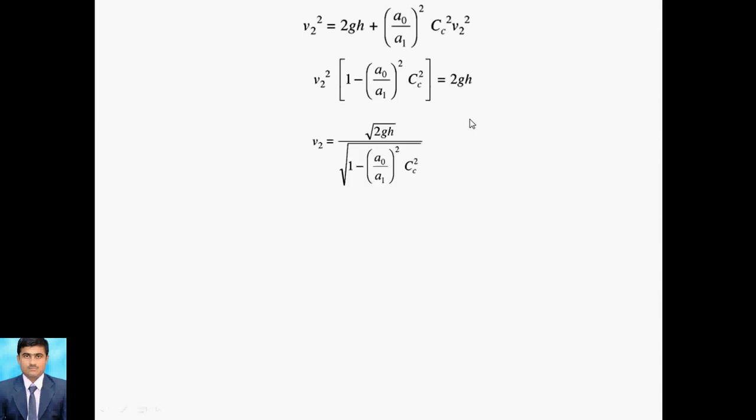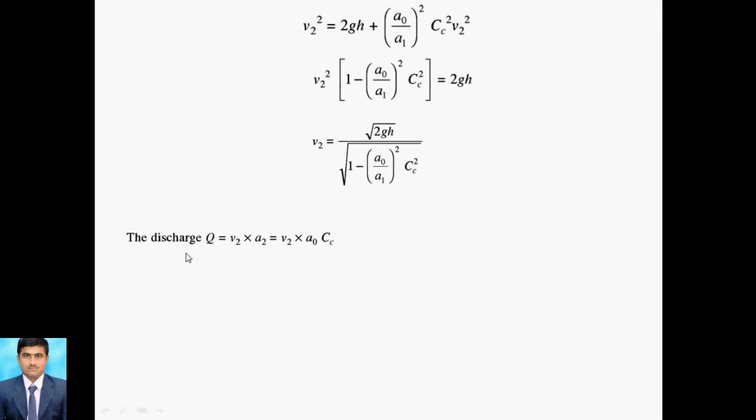So after that we can transpose to that side. V2 square is equal to 2gh upon this value. After that we take the square root, so V2 is equal to root 2gh upon square root of 1 minus (A naught upon A1) square Cc square. So this is the value of V2.